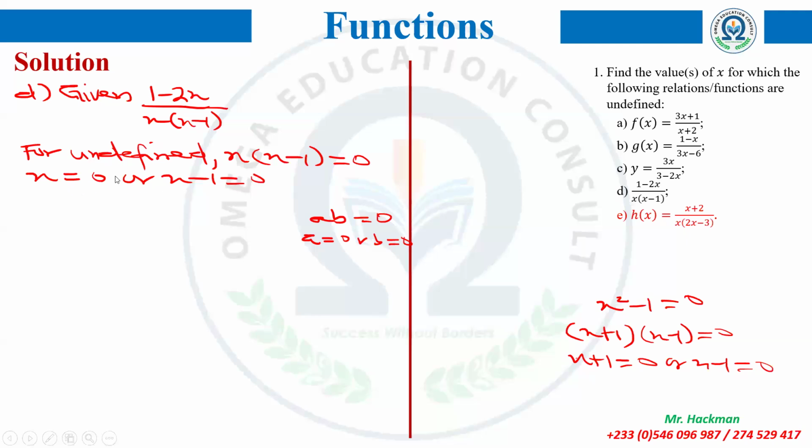And please take note of this connector, or. In some books, you see comma and you see and. Please never, and I repeat, never use comma or use and. The connector should really be or. Take note of this. Am I clear? So you set each of the factors to 0. So the first factor, which is x, should be equal to 0, or your second factor should be equal to 0. Is that clear?